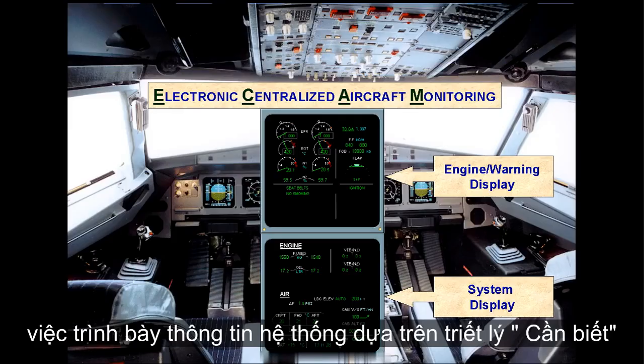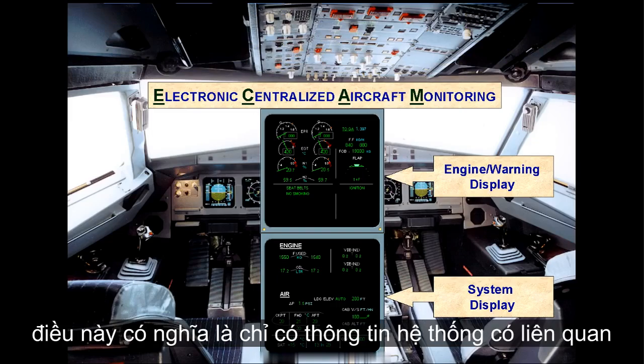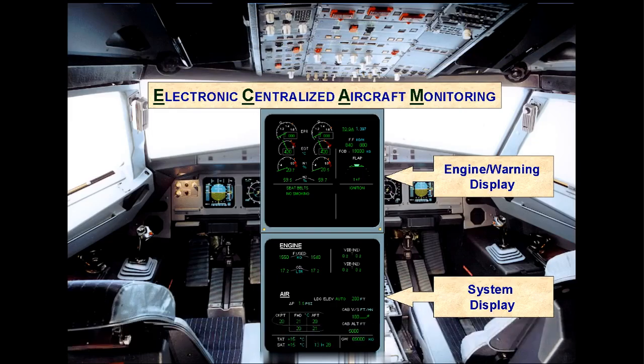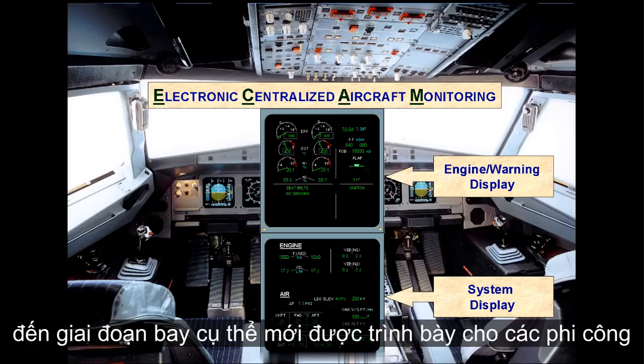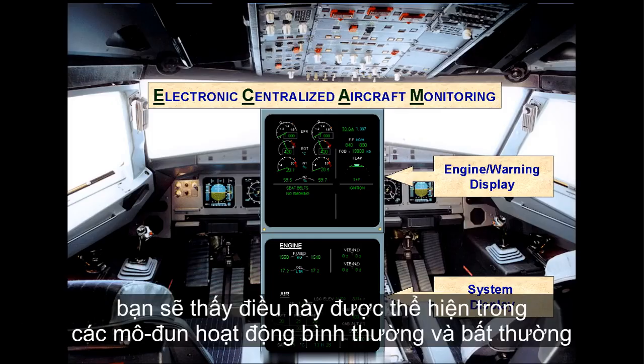The presentation of system information is based on a need-to-know philosophy. This means that only the system information relevant to the particular phase of flight is presented to the pilots. You will see this demonstrated in the normal and abnormal operation modules.